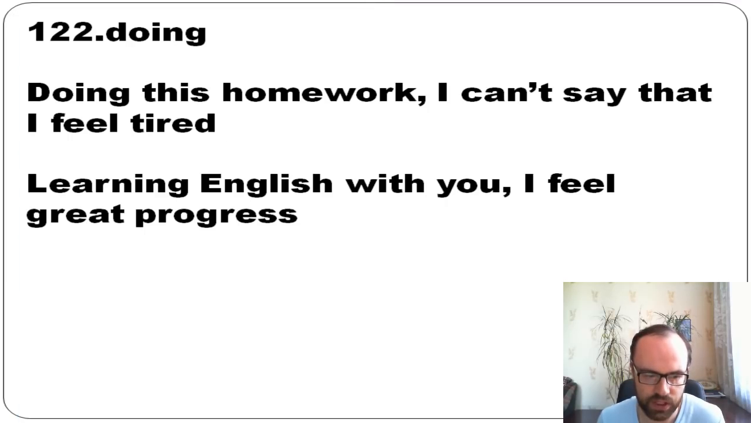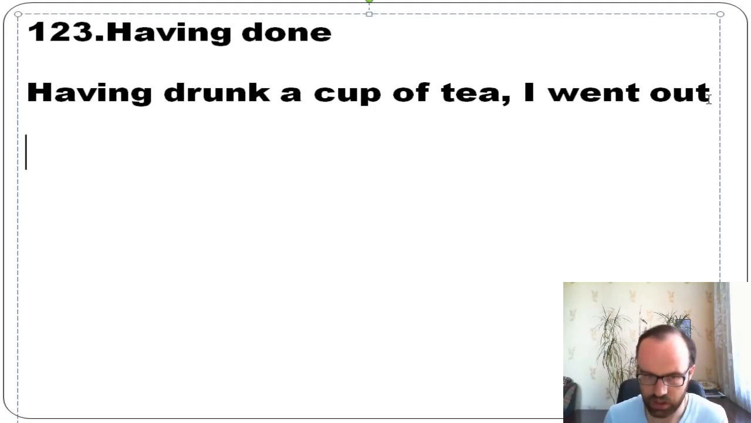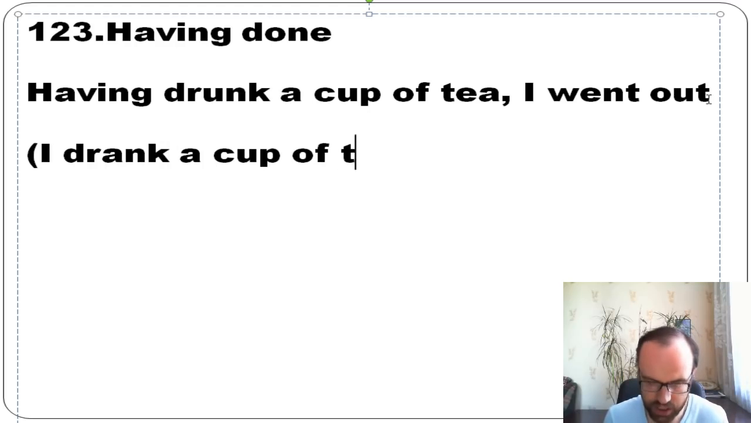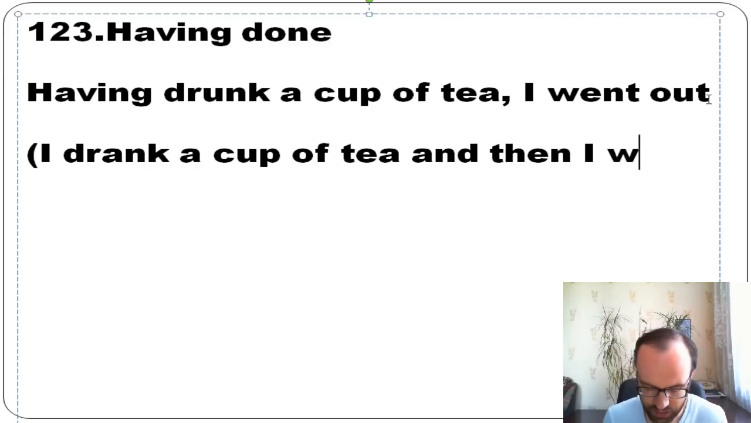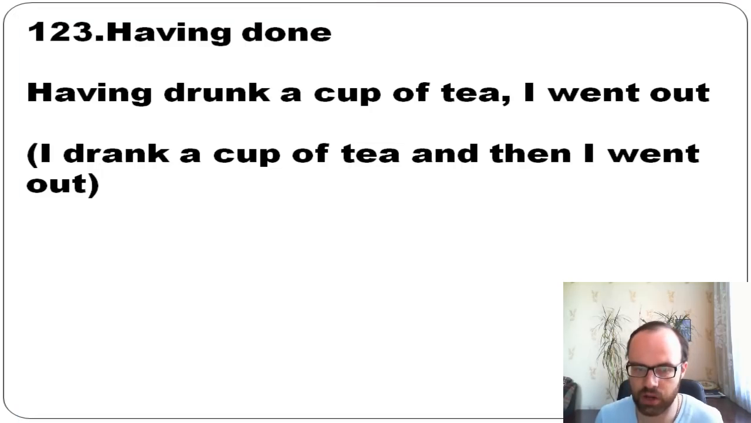Okay, good. Or it can be in the past, having done something. So having drunk a cup of tea, I went out. It means that I drank a cup of tea, and then I went out. So I drank a cup of tea and then I went out. Having drunk a cup of tea, I went out.